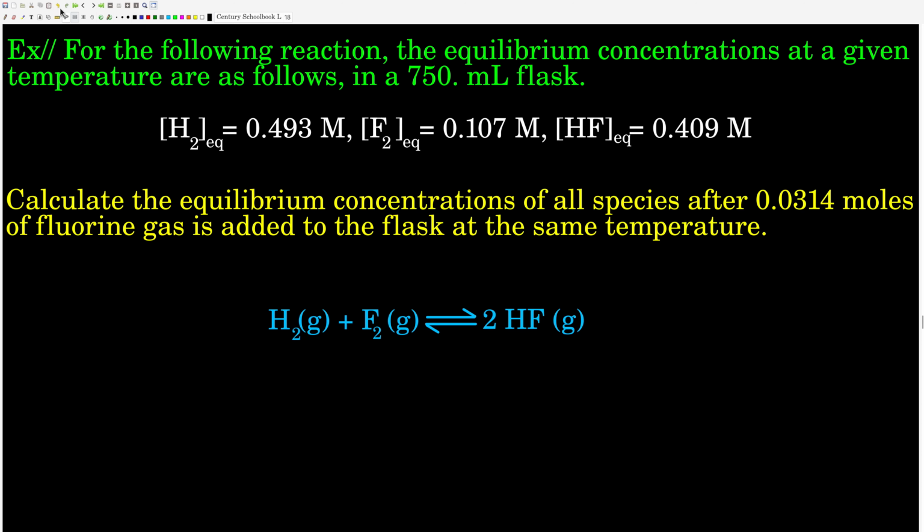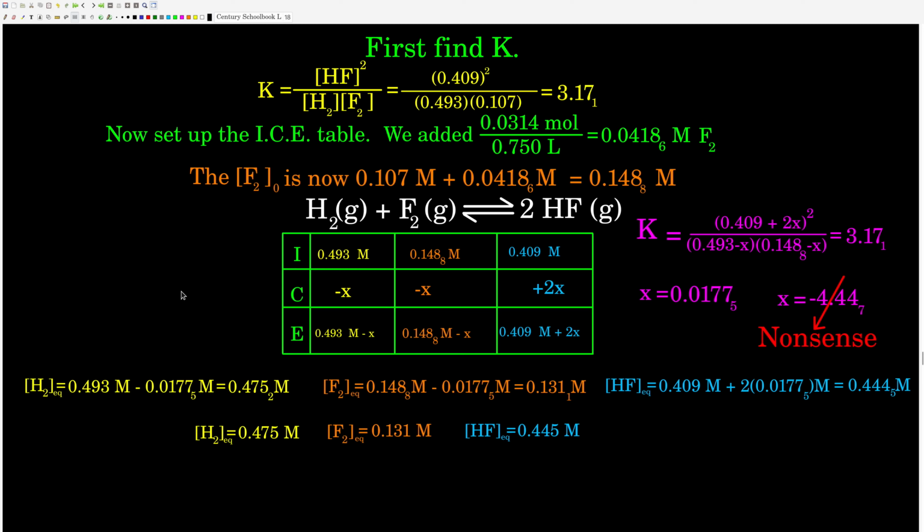Welcome back, guys. So, like I said, we already know that it's going to shift to the right. So what we use those equilibrium concentrations for is to calculate the value of K. Right? That's one of the things we use them for. So if we plug all the equilibrium concentrations into the equilibrium expression, products over the reactants, raised to the powers of their coefficients, we get K, about 3.17. And we'll use that in the calculations later on. Now we get to set up the ice table.